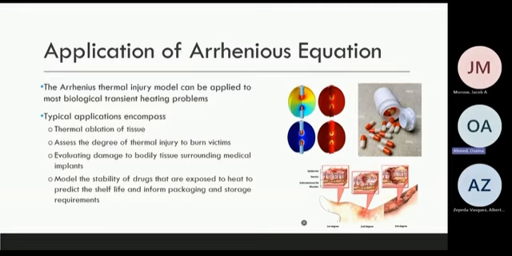Beyond human tissue, the equation finds use in evaluating heat damage to biological materials like implants or surrounding tissues in medical procedures. It even has a pharmaceutical application, such as modeling the thermal stability of drugs. This helps predict drug shelf life and storage requirements under various conditions. In essence, the Arrhenius equation provides a scientific framework to balance efficiency and safety across a variety of thermal applications. This concludes my part of the presentation.